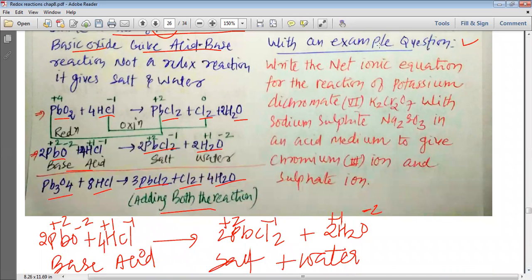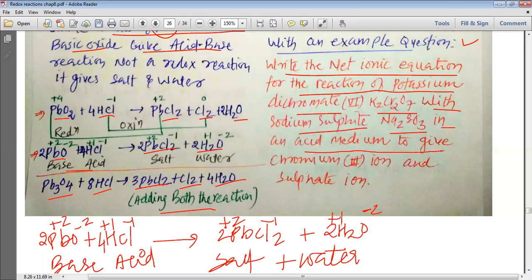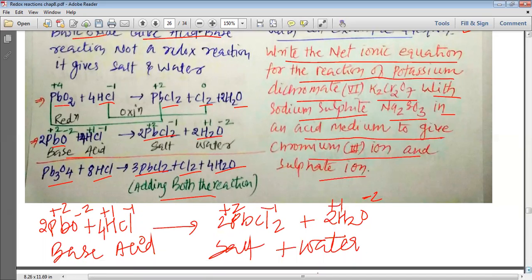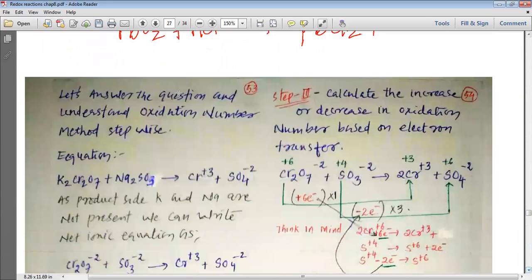The question is, write the net ionic equation for the reaction of potassium dichromate, K2Cr2O7, with sodium sulfite, Na2SO3, in an acidic medium to give chromium 3 ion and sulfate ion. So this is the question, my dear students. Let's answer the question and understand the oxidation number method stepwise.